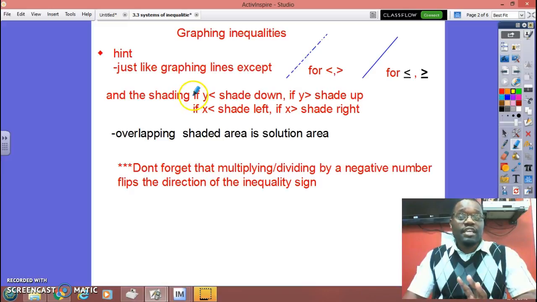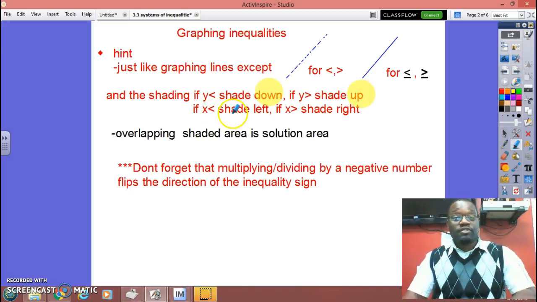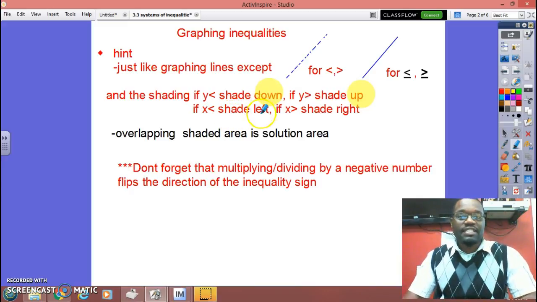And you have to shade. You don't just draw a line, you got to shade on top of it, or below it, or to the left, or to the right of it, however you want to look at it. If your problem says y is less than, then you're going to shade down. If it's y is greater than, once you solve for y, you shade up. If it's x is less than, once you solve your equation for x, you shade to the left. And if it's x is greater than, you shade to the right.